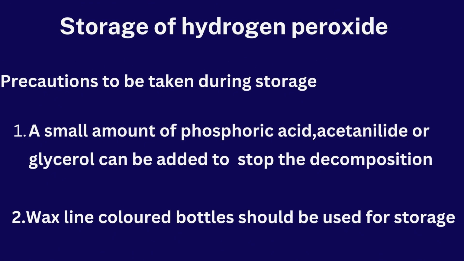Some of the precautions to be taken during storage of hydrogen peroxide include addition of a small amount of phosphoric acid, glycerol, or acetanilide. This retards decomposition. You can also use wax-lined colored bottles for storage.